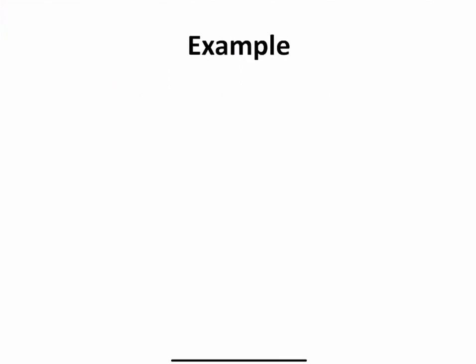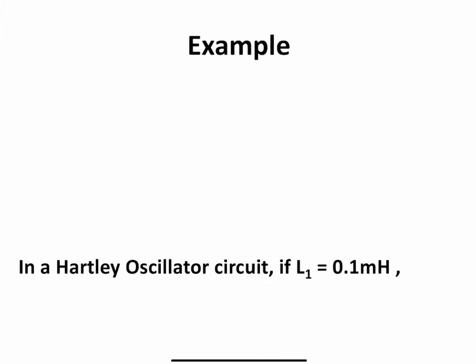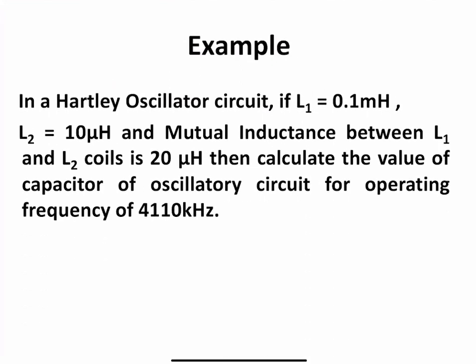Next is an example. Solve this example: in a Hartley circuit, L1 is 0.1 millihenry, L2 is 10 microhenry, and the mutual inductance between L1 and L2 is 20 microhenry. Then calculate the value of capacitor required for an operating frequency of 401.010 kilohertz. It means the resonant frequency is given.